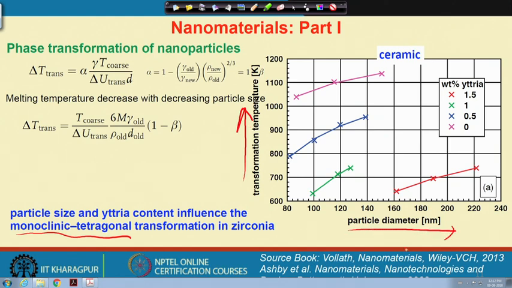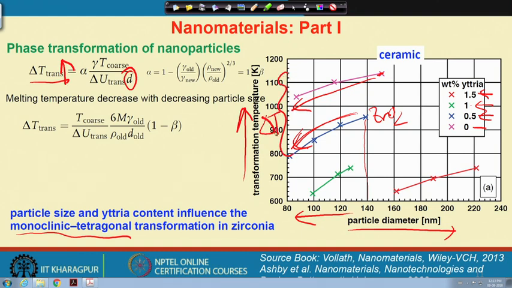So, this is the particle diameter and this is the weight percent of yttria from 1.5 to 0. In the case of 0 percent yttria, if the particle diameter decreases, then the transformation temperature also decreases. Now, if we add some yttria into the zirconia, and zirconia has a rather smaller particle size and a decreasing particle size trend, let us say from 140. So, this is the zirconia size that also decreases. If we decrease particle size, the net transformation temperature also decreases, meaning I am decreasing this value and the delta T is increasing. So, this is the delta T, the transformation temperature.